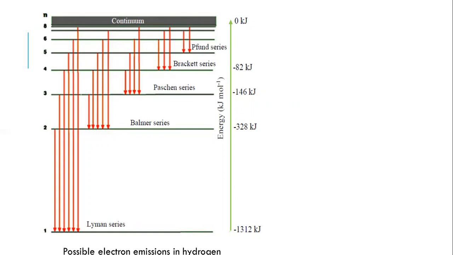This is the possible electron emission in the hydrogen spectrum. We are still speaking about the line spectrum, and this is where the different series are present. According to this, can you define what 1, 2, 3, 4 mean? This is the quantum number, for a particular level. So n1 means 1, 2, 3, 4, like that. It's increasing, and you can see it very clearly.